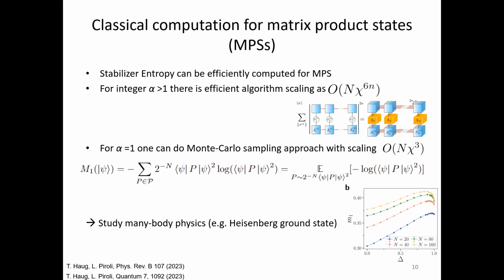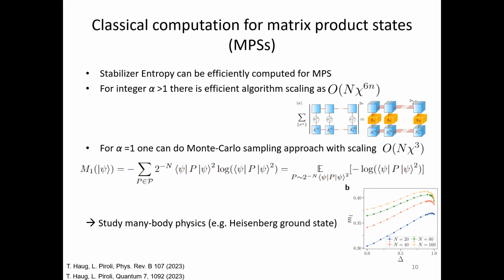Okay, so I will now mention some of the points of our recent paper in Quantum with Lorenzo Piroli. First, we showed how to efficiently compute the stabilizer entropy for matrix product states. Just to mention, a matrix product state is a way of representing quantum states on a classical computer whenever the state has a low entanglement cost, which is characterized by this factor chi. So chi is the bond dimension. You can think of it as just the bipartite entanglement of the system.